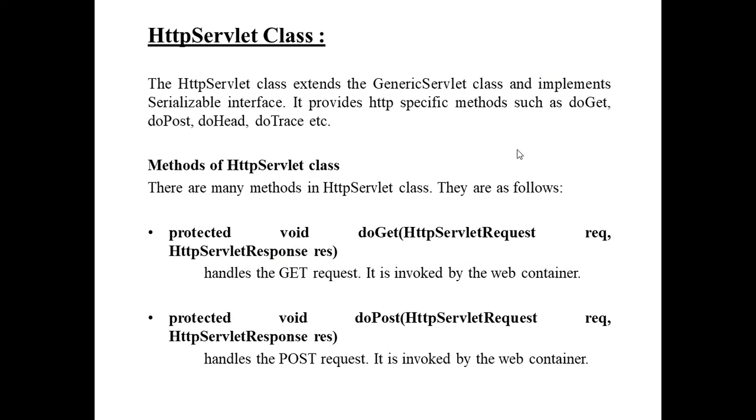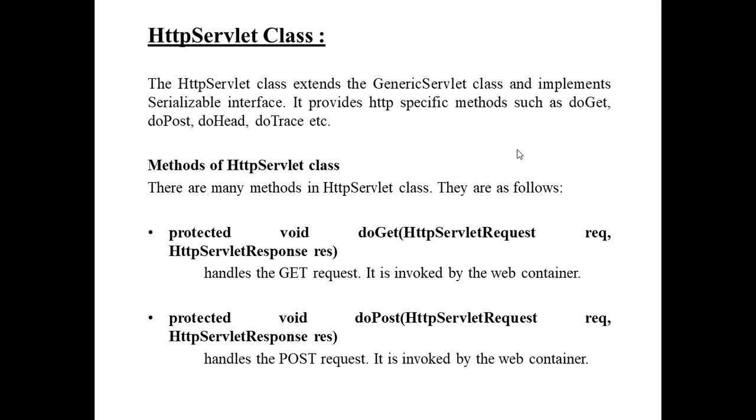Next, see the HttpServlet class. The HttpServlet class extends the GenericServlet class and implements the Serializable interface. So GenericServlet is the main class and HttpServlet is a subclass. So HttpServlet can extend the GenericServlet class. It provides HTTP-specific methods such as doGet, doPost, doHead, doTrace, etc.